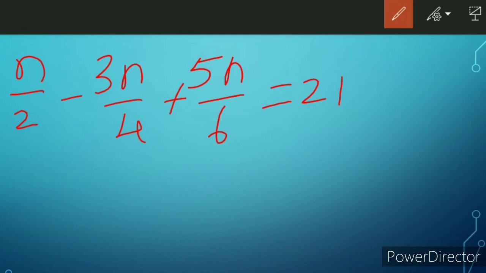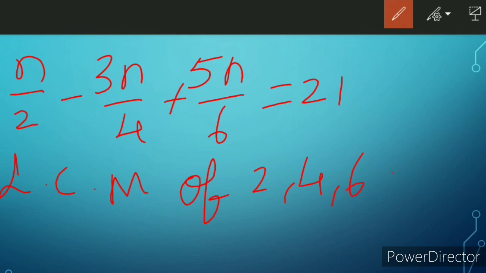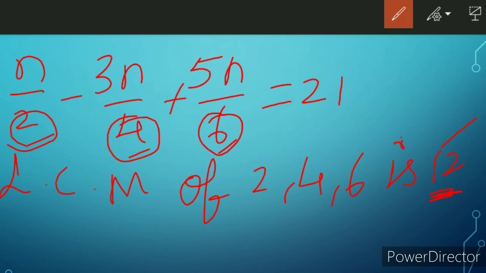If you take LCM for 2, 4, 6, what will be the LCM? Everyone knows how to find the LCM using the prime factorization method. You do and find out. I will write directly. LCM of 2, 4, 6 is 12. 12 can be divided by 2, 4 and 6. That's why 12 is the LCM. Now what should we do? We should make each denominator the LCM we got. Here the LCM is 12. We should make all the denominators 12. Next step I will do that.